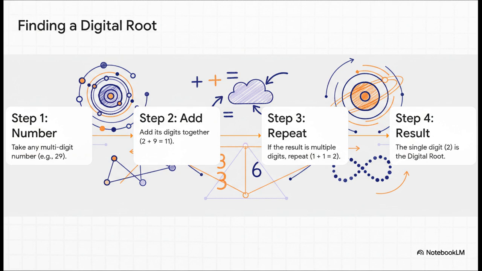It's super easy. For instance, let's take the number 29. You just add 2 plus 9. You get 11. That's still 2 digits, so we do it again. 1 plus 1 equals 2. So the digital root of 29 is 2. Simple, right? This is the core technique we're going to be using.